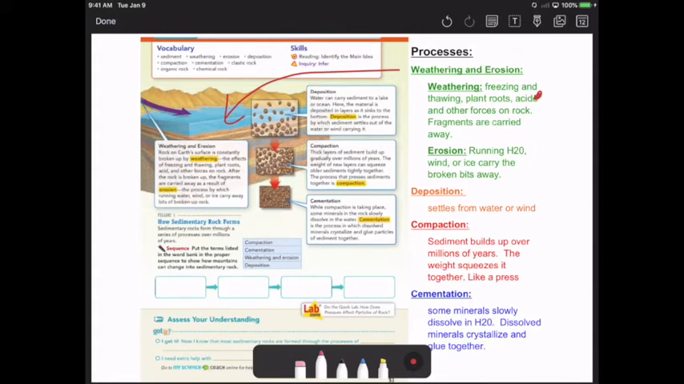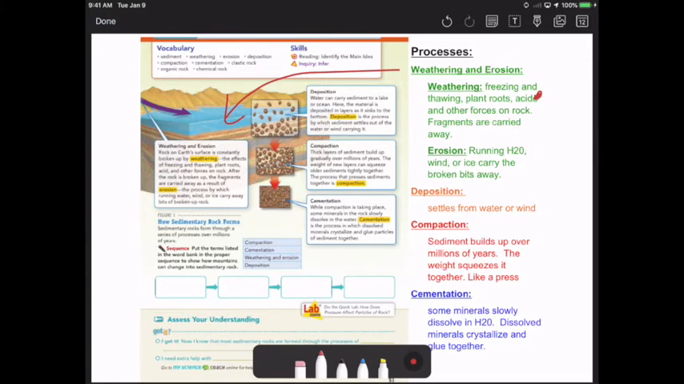Compaction is when the sediment builds up over millions and millions of years. They start to compact together. They start to squeeze. It's kind of like a press. It squeezes it together. And finally, cementation. So it cements together. The minerals slowly dissolve in water, and they become crystallized, or they glue together.